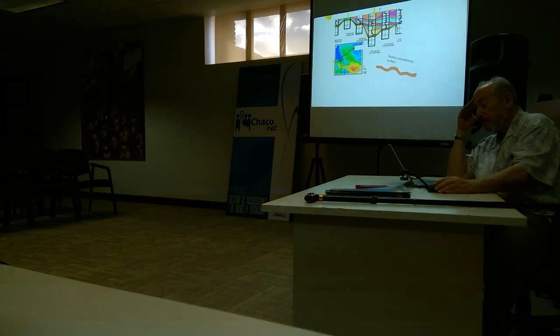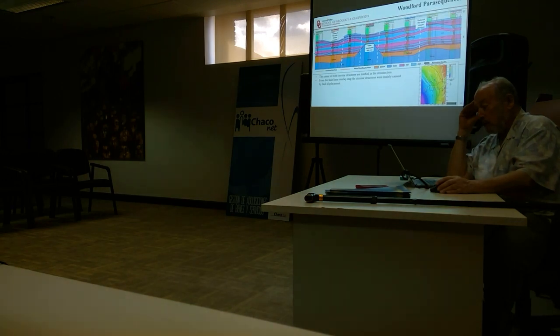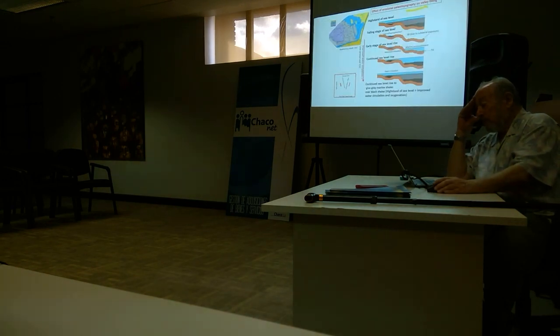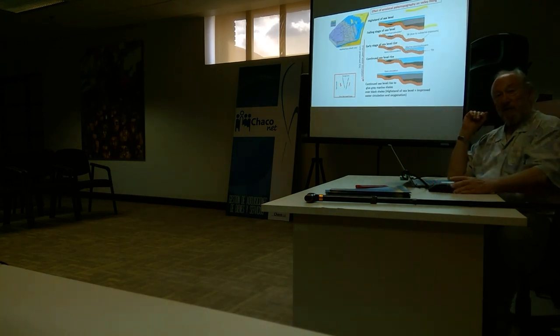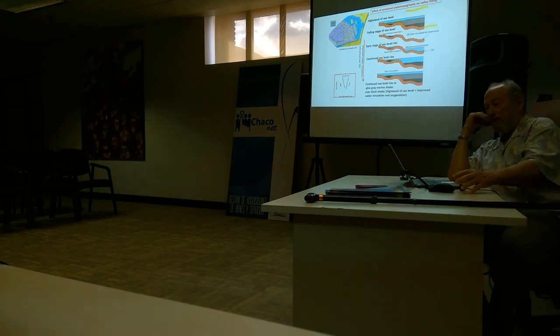Going from this picture, this is the irregular surface on the unconformity. Here it is right here. So let's go through a sea level cycle now. We're going to bring this back to sequence stratigraphy.